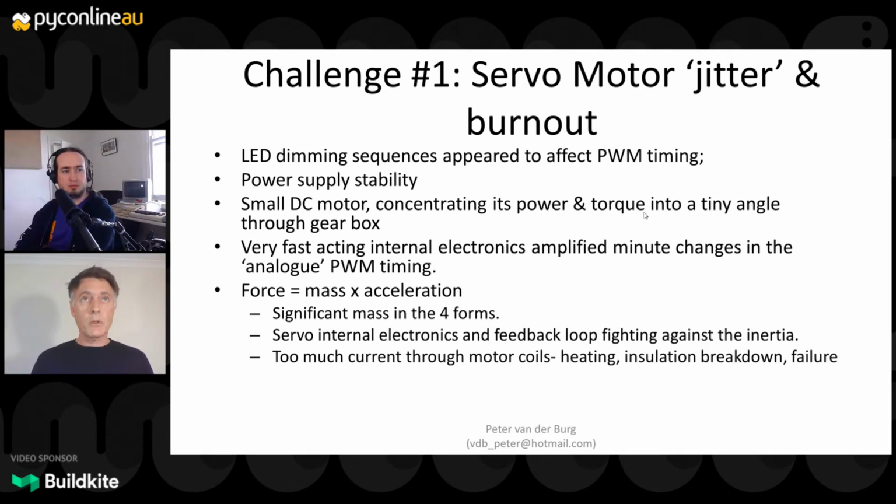The small DC motor, while it was concentrating its power into a very small angle, there's a lot of torque in behind that. And these servos are very fast acting, and with the mass connected to the whole structure, there was too much force for the little motor, and I burnt out the motor. In fact, I went through a few servos solving the problems.